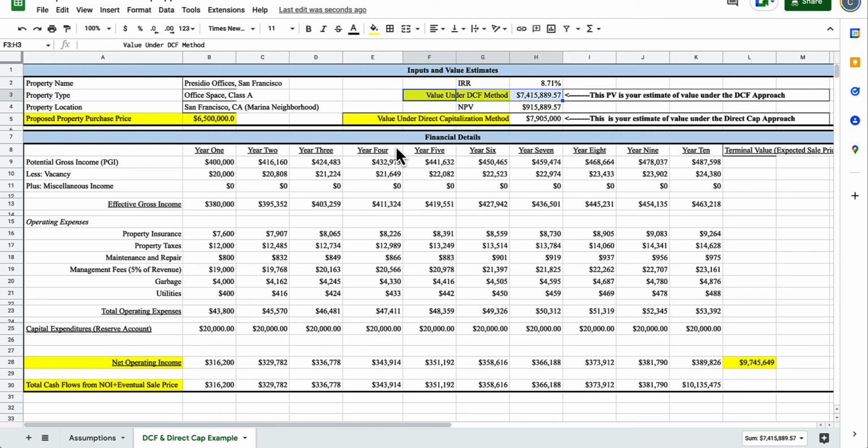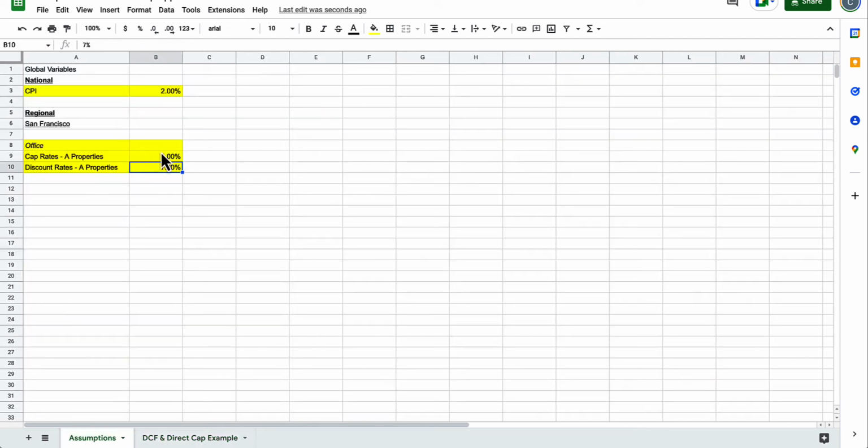And for the direct cap approach, it's simpler. We really just ignore all the stuff we did and we just look at year one information. Remember, direct cap, we take the first year NOI, divide it by a cap rate, and then we're done. And that's what you see here. You see B30, which is this year one NOI, and then divided by the cap rate in our assumptions page of 4%.